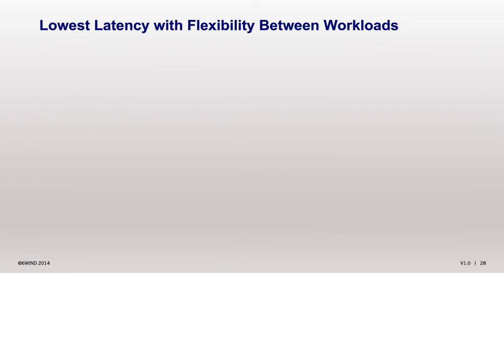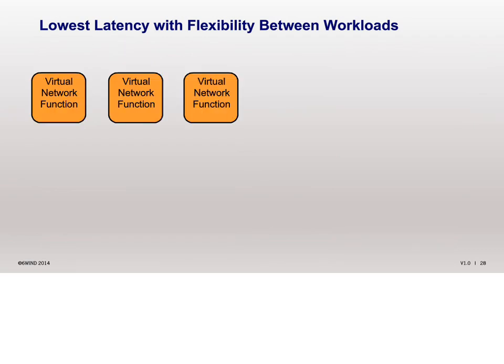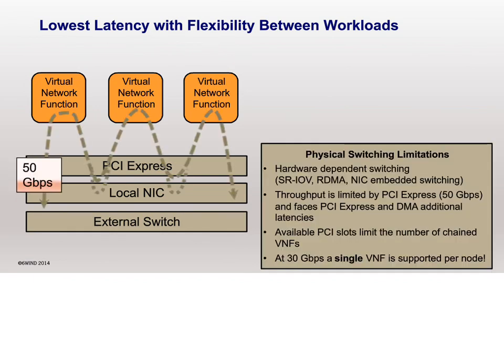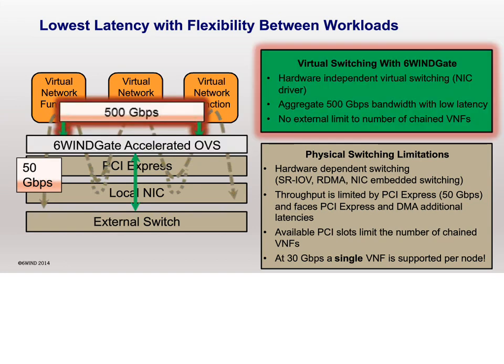Compared to a hardware-based solution, 6WINDGate, which is software-based, allows very high performance VM-to-VM communication, and so bypasses the 50 gigabits bandwidth limitation of the PCI Express and enables a 500 gigabits bandwidth with low latency for VM-to-VM communication. So that's about 6WINDGate in the hypervisor.